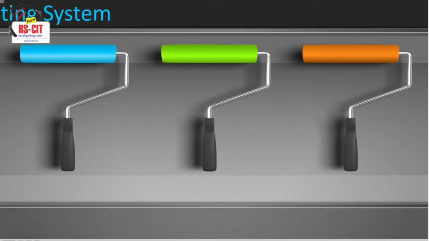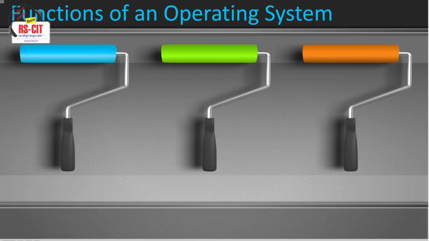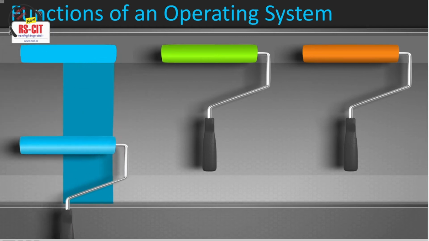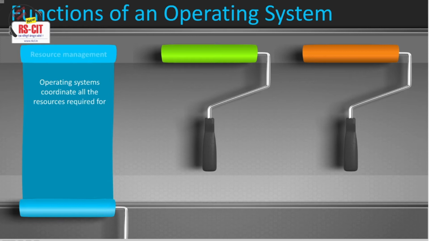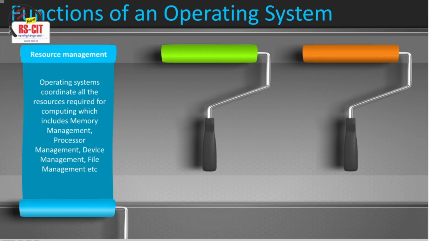Functions of an operating system. Friends, the main function of an operating system is resource management. Operating systems coordinate all the resources required for computing, which includes memory management, processor management, device management, file management, etc.